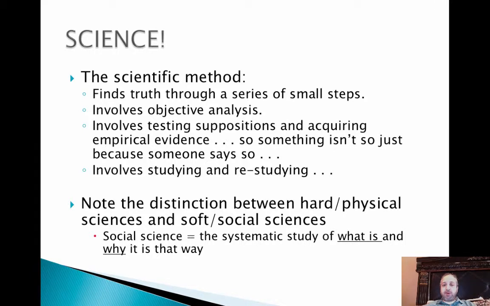The word empirical is an important word. This is going to come up throughout the term, so pay attention. The word empiricism refers to observation and measurement. When someone says, I just did an empirical study, that means they observed something and measured it.